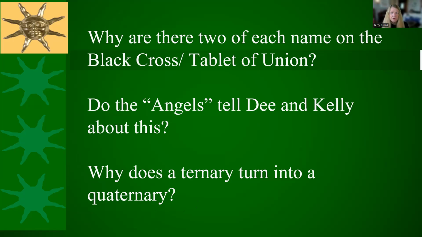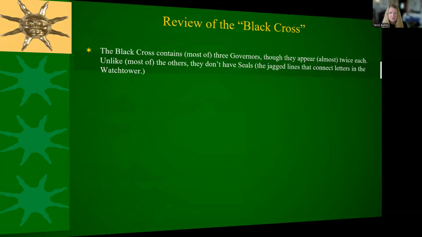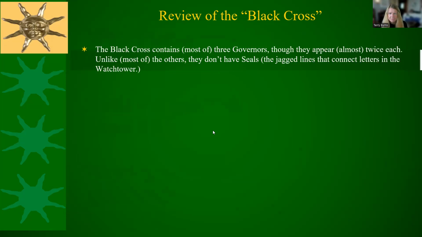I won't go through all that here except to say that having something that is three names and turning them into four names, or two groups of four names, which is still a kind of quaternary, is something that again matches Dee's habits of thought. So let's go over the Black Cross.